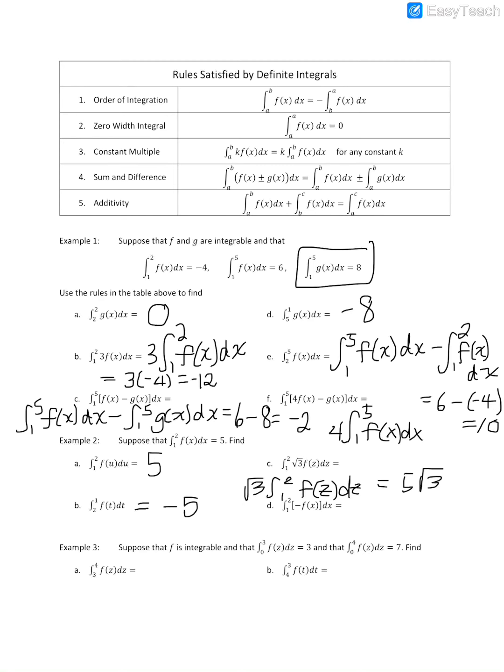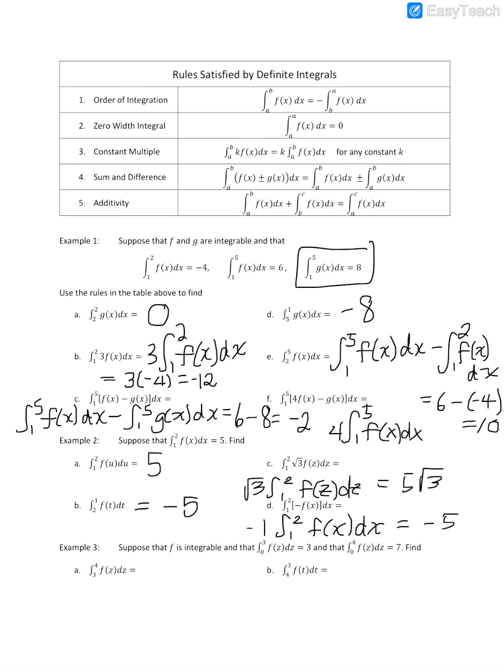And then the last one, we have the integral from 1 to 2 of negative f of x dx. Well, guess what? A negative is really a negative 1. I can pull that out as a constant multiple, and this is just like C. So instead of getting an answer of 5, I get an answer of negative 1 times 5, which is negative 5.